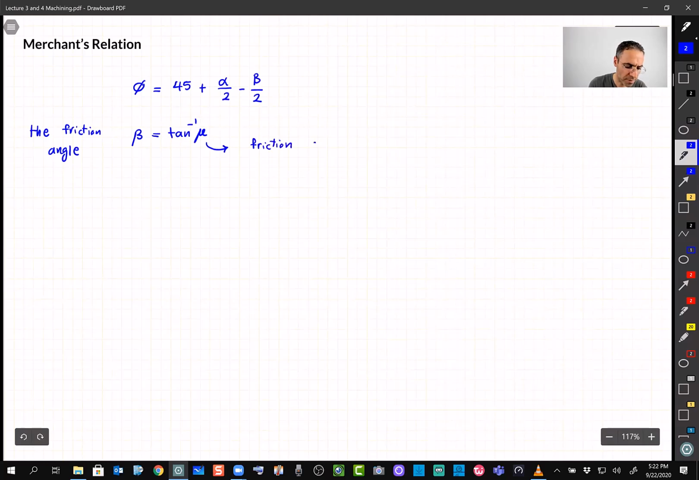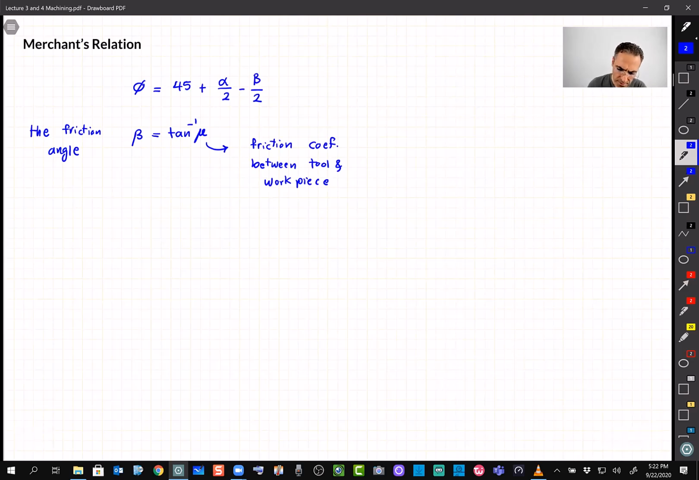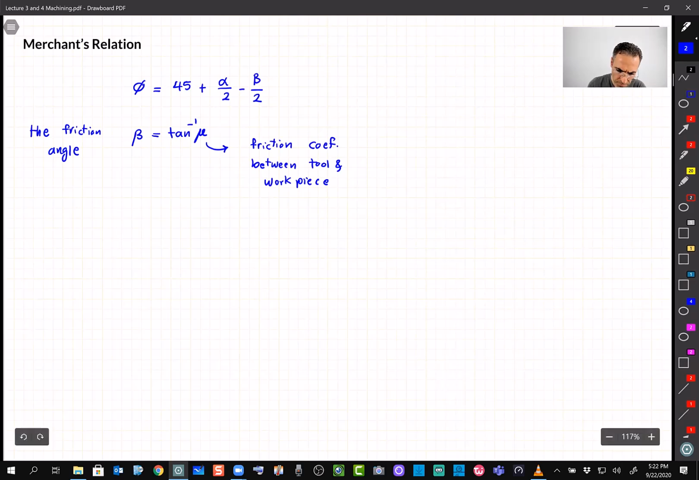between the tool and workpiece. All right. So this is an important relation that we should remember: how phi is changing when we change alpha and beta.